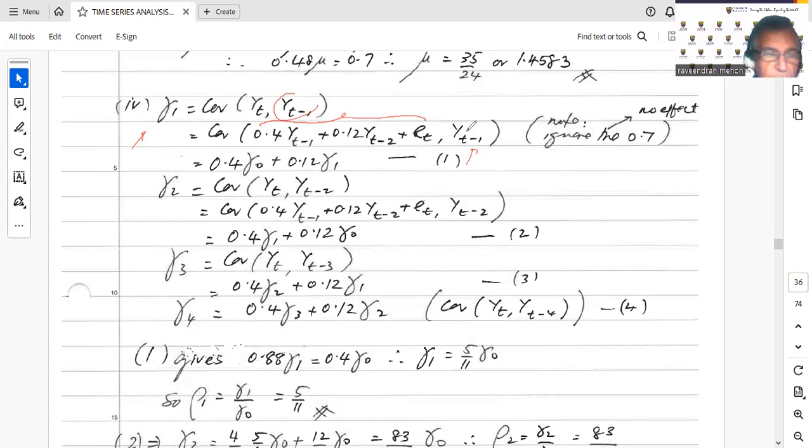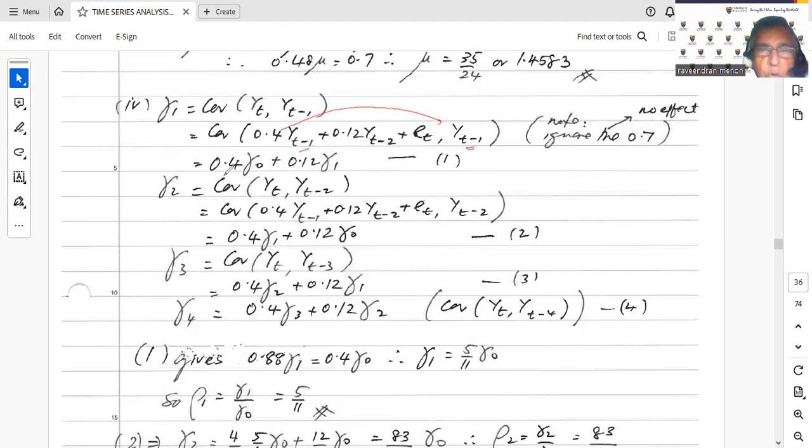Then I wrote a note there: I've ignored the 0.7 because it doesn't affect my calculations. It's a constant. So once you have done that, you're pretty much on a roll now. Let's see. You look at your terms here. You take this term and this term. This is t minus 1 and this is t minus 1.